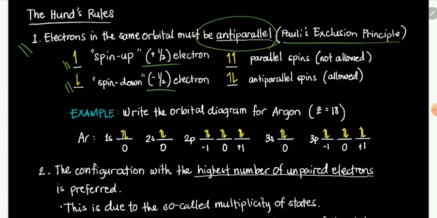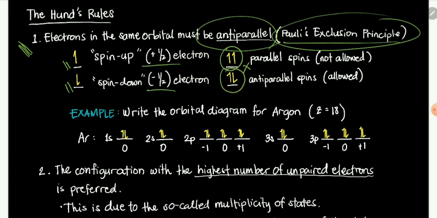So, according to this rule, kapag parallel spins, pareho sila ng spin orientation, pareho silang plus 1/2 or pareho silang negative 1/2. So, this is not allowed according to the Pauli's exclusion principle and the first Hund's rule. Dapat sila ay antiparallel kung nasa isang orbital lang sila.